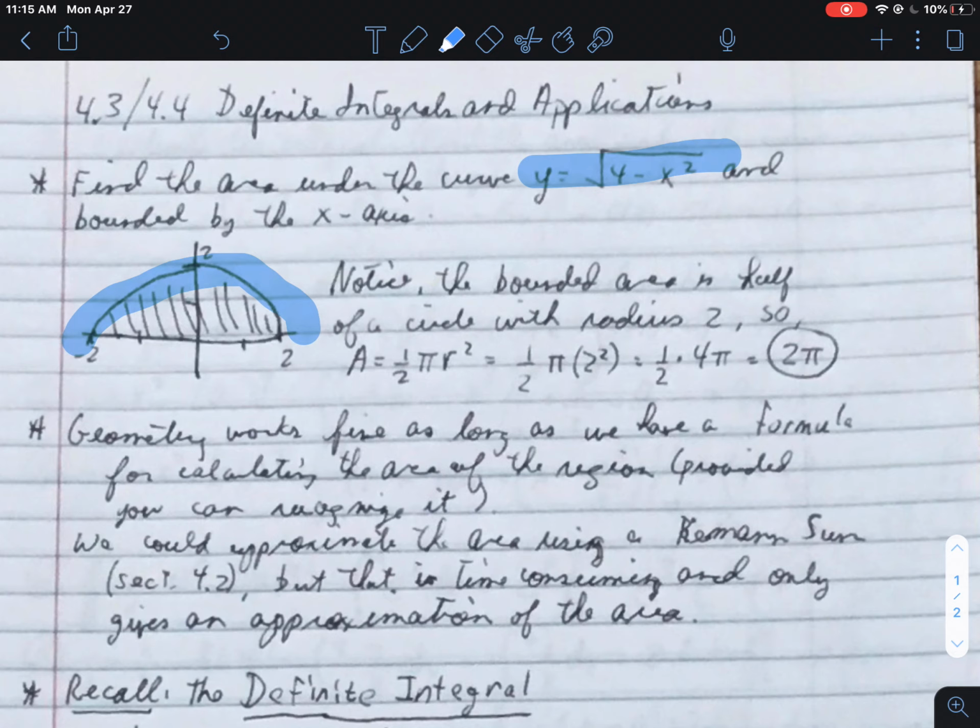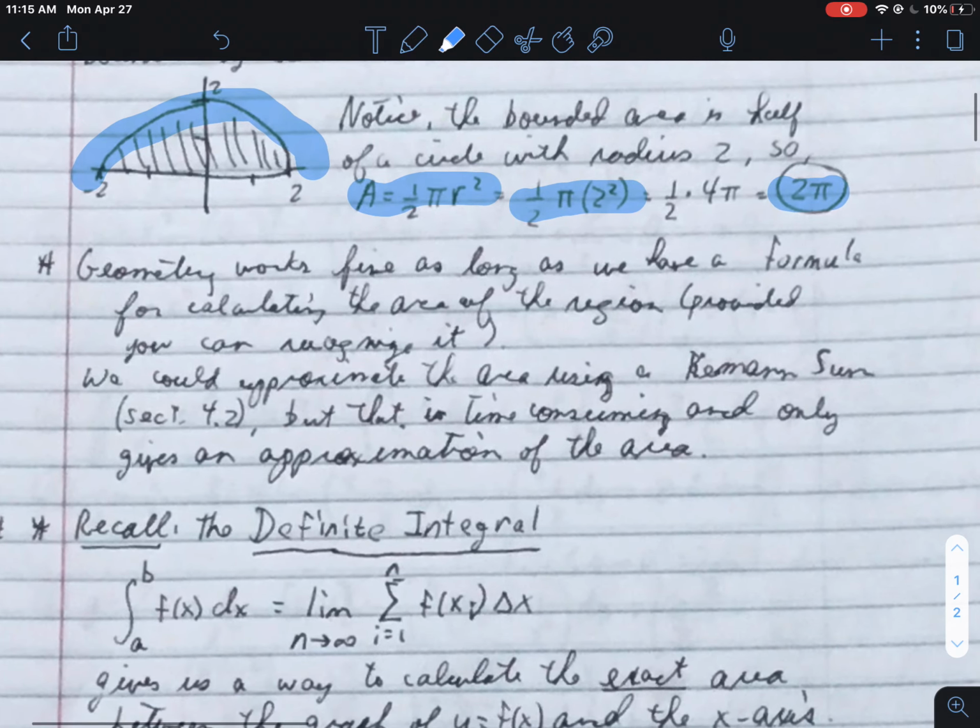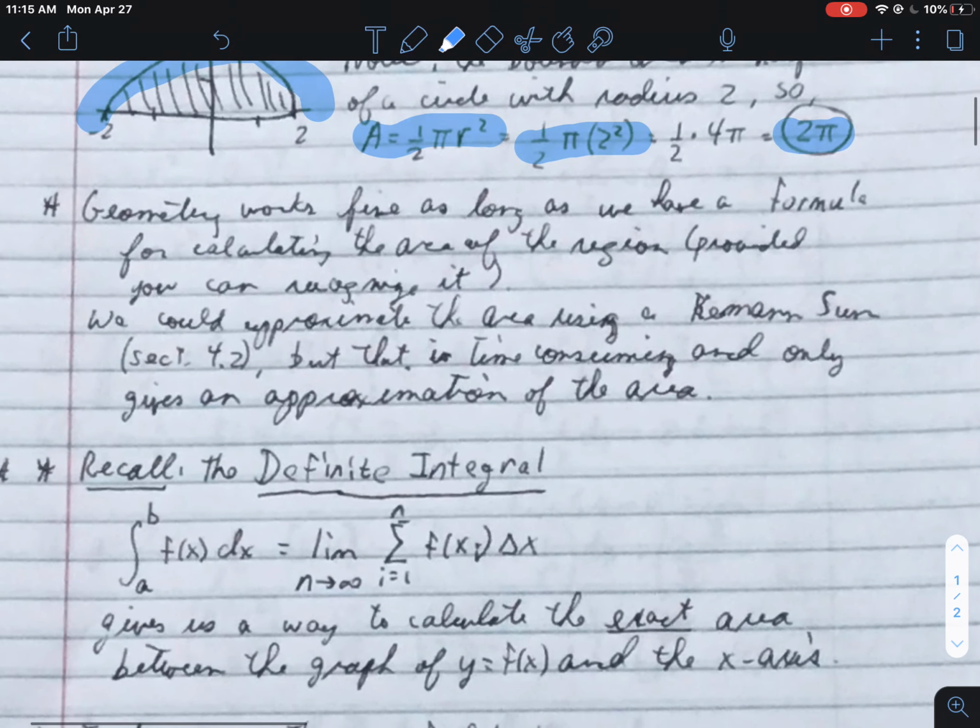I can use the area of a circle, which is pi r squared, and I just need half of that area for our circle. In this case, the radius is 2, so it's 1/2 pi times 2 squared, or 4 pi times a half, or 2 pi. And that gives me the area under that region. But again, it was all based upon the fact that I recognize that as half of a circle, and I could use the area formula for a circle to calculate that area. Right, so the geometry works well as long as you have that.